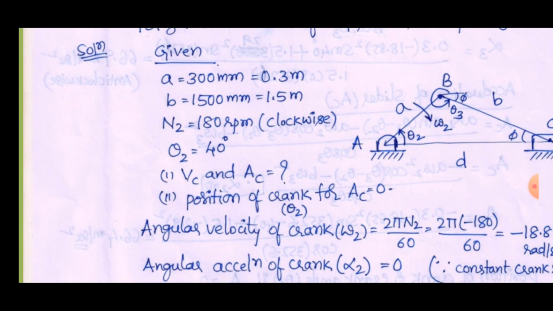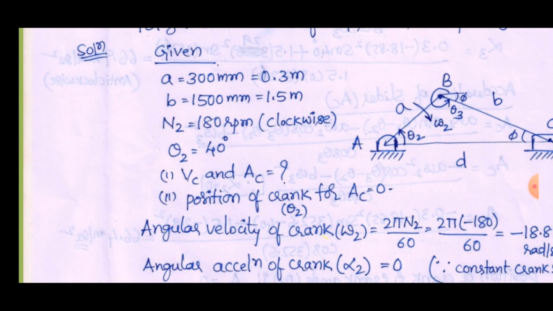So there are two parts here. First, as usual, the velocity and acceleration of the piston or slider is to be calculated with the known value of theta 2. Then in the second part, I should find what the value of theta 2 should be if the acceleration is equal to 0. That is the condition.